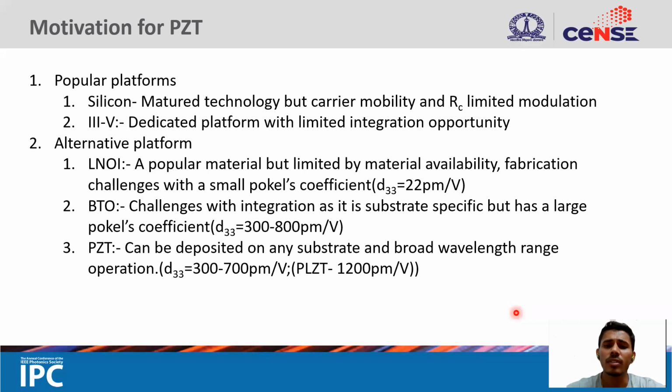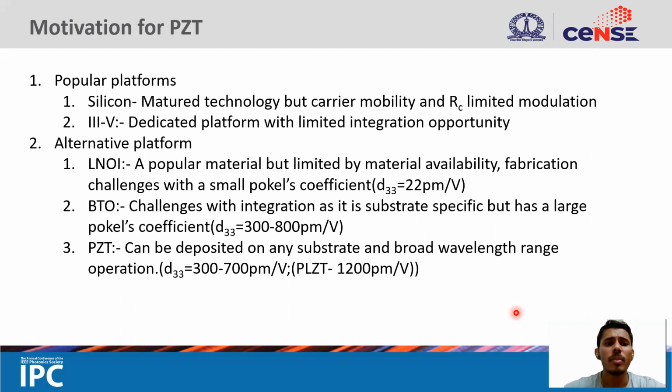III-V can of course go beyond the limitation of silicon, but it's a dedicated platform which you need for a III-V electro-optic modulator. It's difficult to integrate III-V materials on top of silicon, because of the lattice mismatches that come with III-V materials. Now, we have an alternative platform. Lithium niobate, of course, is a very popular material that is being used in the market too for electro-optic modulation. But the other two options that come along with this are BTO and PZT.